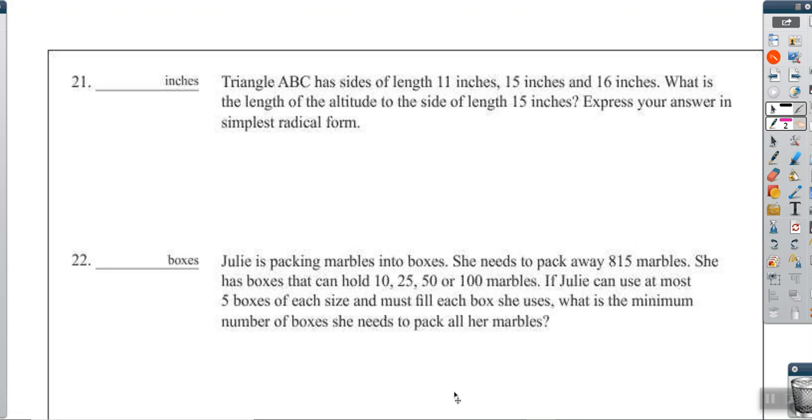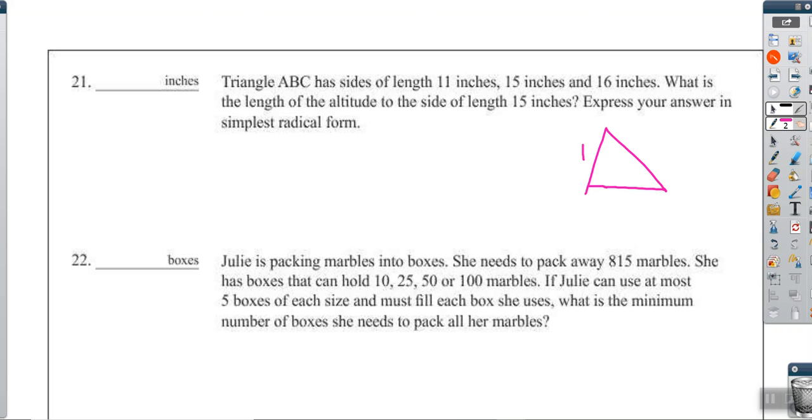All right, so we're going to take a look at the 2021 chapter competition. We're looking at the sprint round problems 21 through 25. So, the triangle ABC has side lengths of 11, 15, and 16 inches. I'm going to draw that really quickly.